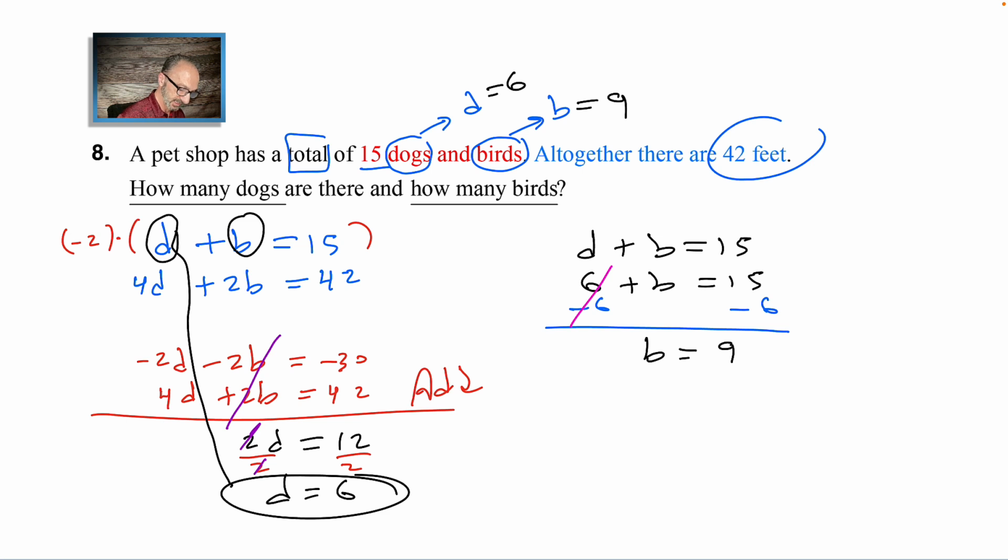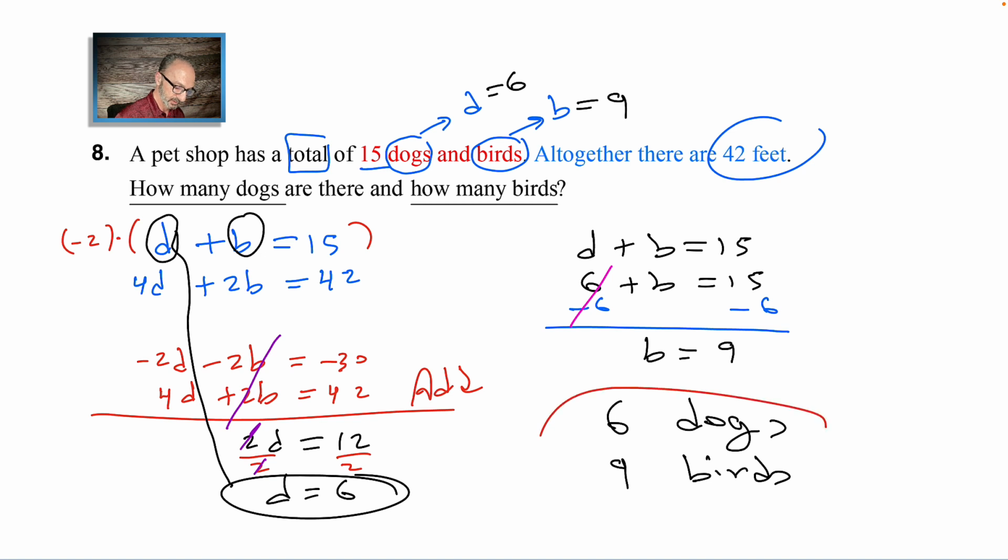So you have 6 dogs and 9 birds, which is a total of 15 dogs and birds. And if you count the number of feet, that's going to be 42 feet.